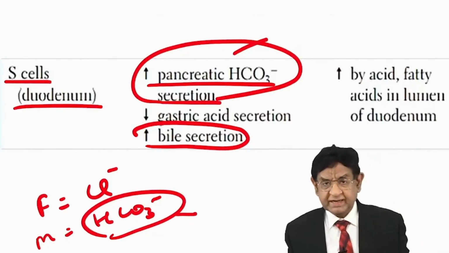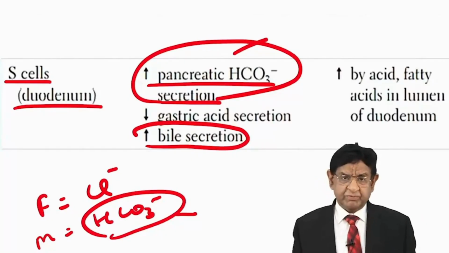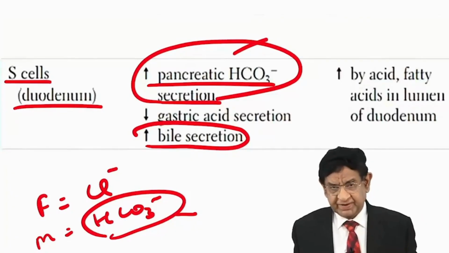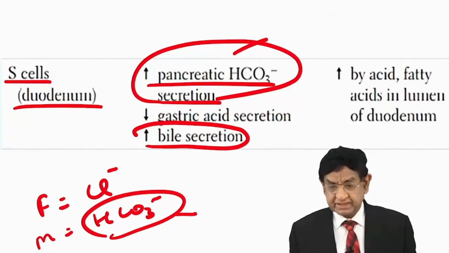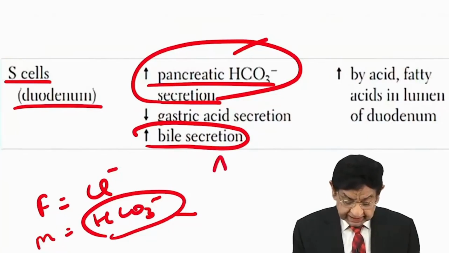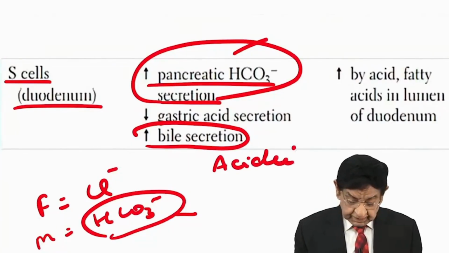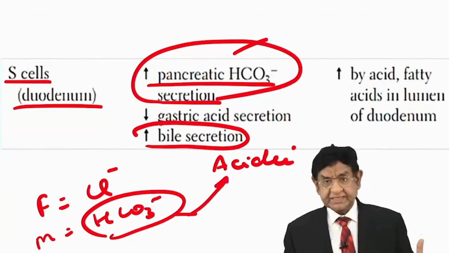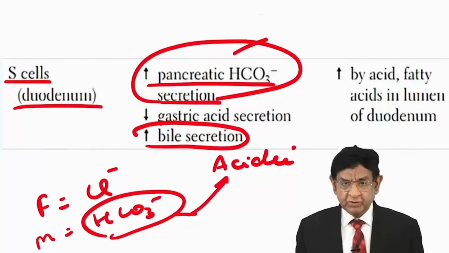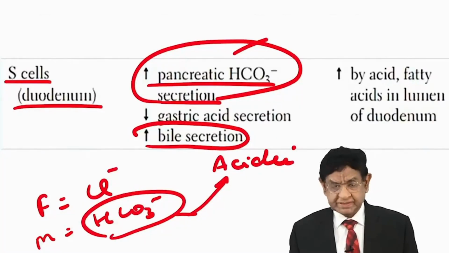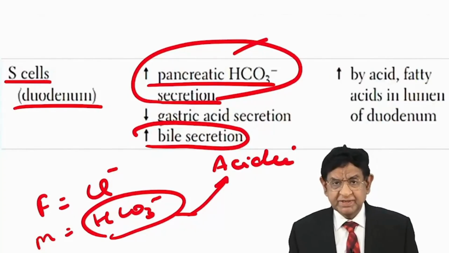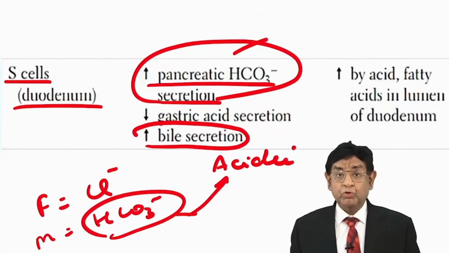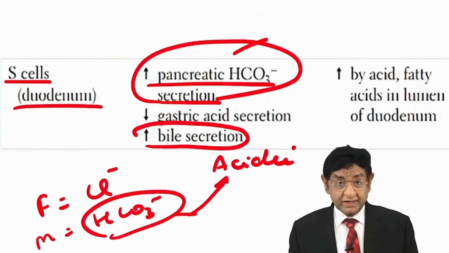Because God is the greatest engineer. He has designed our body in a very fantastic way. So why after meals is it alkaline? Because the content coming from the stomach after a meal is all acidic, and this alkaline pH is going to neutralize the acid to some extent. Otherwise, if the whole acid goes to the intestine, the entire intestine will be corroded.